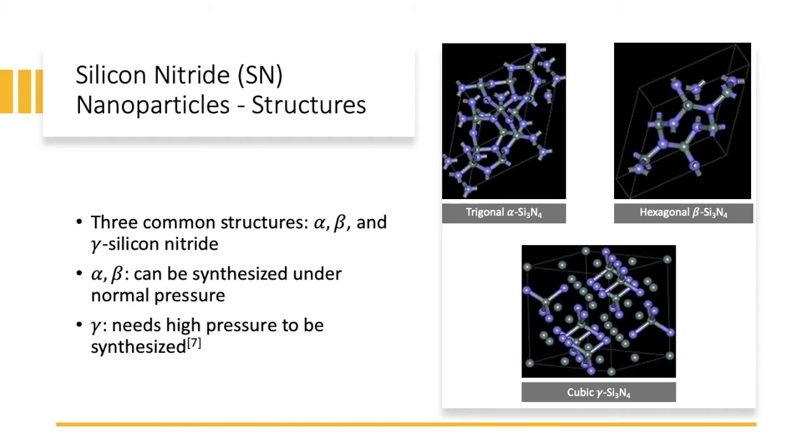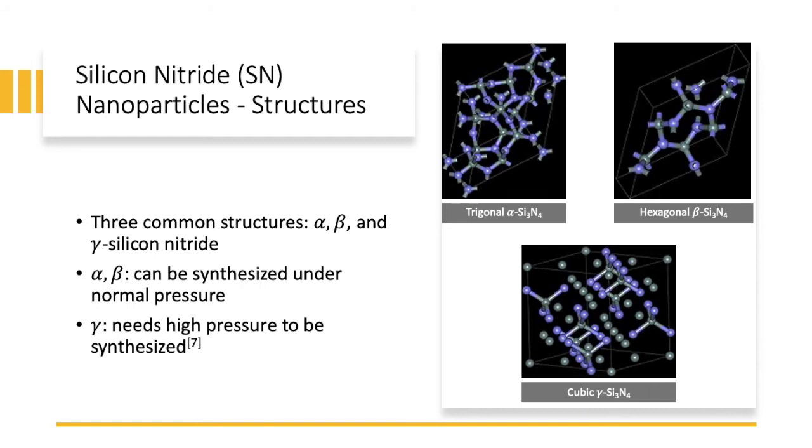There's alpha, beta, and gamma silicon nitrides. So the alpha and beta can be synthesized under normal pressure, while the gamma nanoparticles need high pressure to be synthesized. And you can see on the image on the right, the alpha particles are trigonal in nature, while the beta are hexagonal in nature, and then the gamma are cubic in nature.